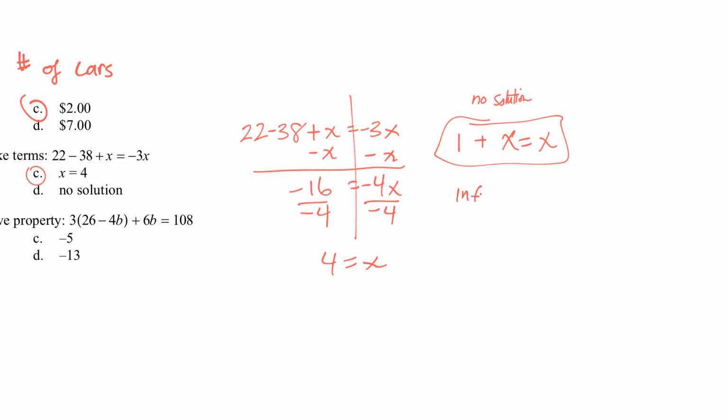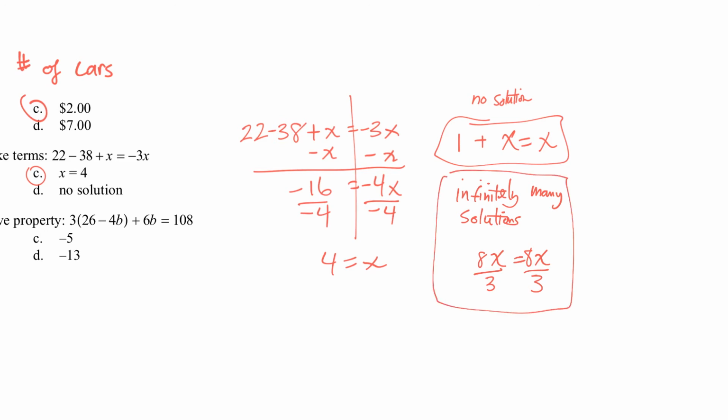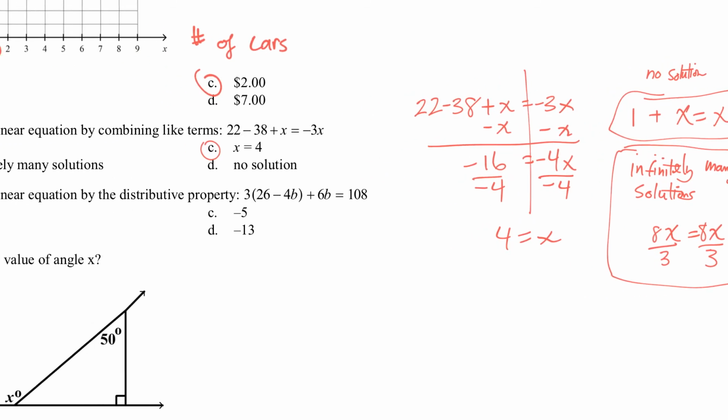And then infinitely many solutions, I think of it as, well, you start with x equals x, because how many solutions in that? It's infinite. That number is going to equal itself. And then from there, I can say, well, 8x equals 8x. 8x divided by 3 equals 8x divided by 3. When you do the exact same thing to x on both sides of the equal sign, then that's infinitely many solutions. So that's a general way of looking at it.